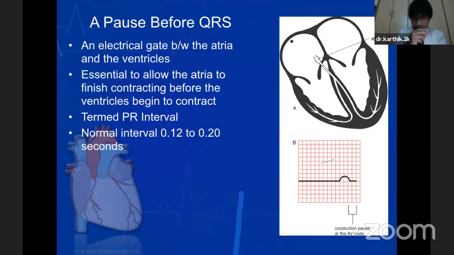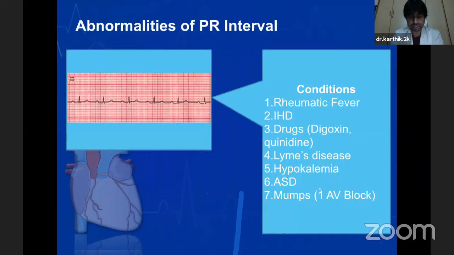If it is too short, it results in inadequate filling of the ventricles, and a prolonged PR interval is followed by heart blocks. Abnormalities of the PR interval, since it is just a duration which we are calculating on the horizontal axis, can be either normal, long, or short. If it is short, it is called a short PR interval, and if it is long, it is called a prolonged PR interval. Usually more than 200 milliseconds is considered long, and less than 120 milliseconds is short.